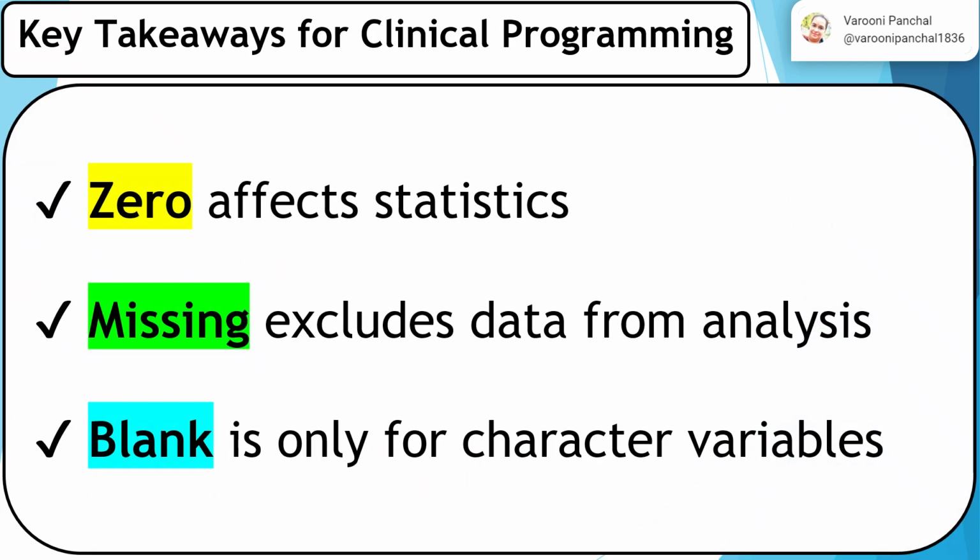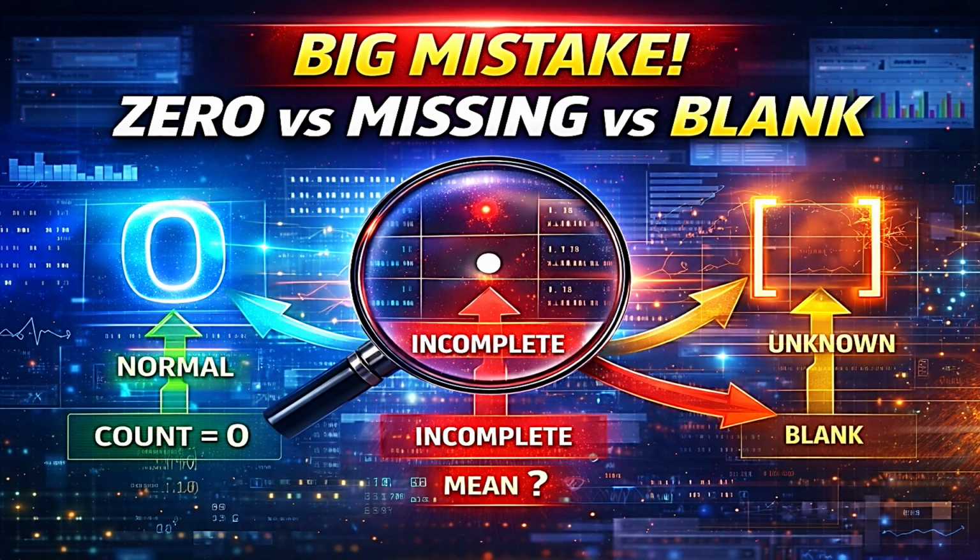Key takeaways for clinical programming. 0 affects statistics, missing excludes data from analysis, whereas blank is only for character variables. Big mistake between 0 versus missing versus blank. Hence, ensure that you identify the difference between these values in the clinical trial data.